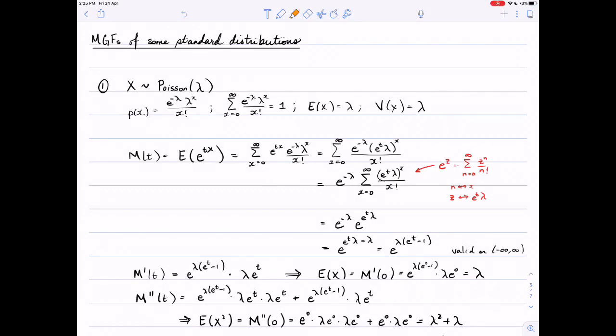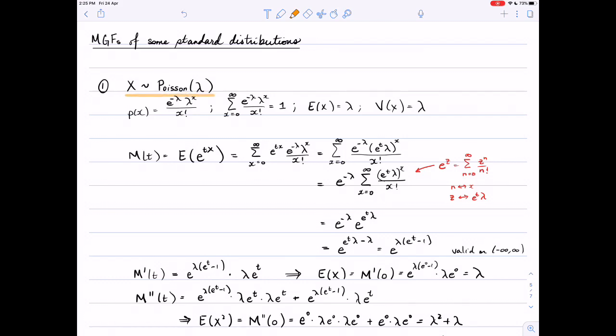In this video, we're going to look at the moment generating functions of two standard distributions, and then we're going to see an important theorem about moment generating functions.